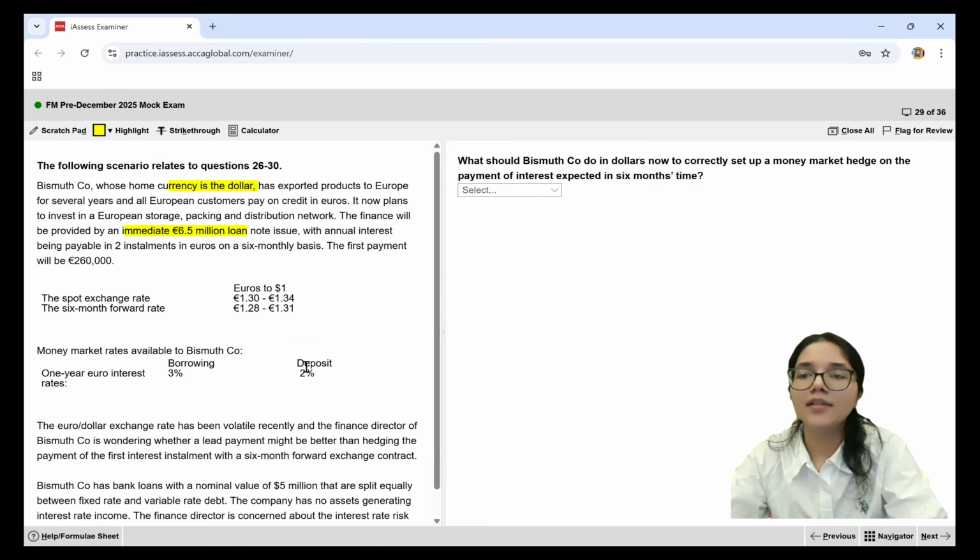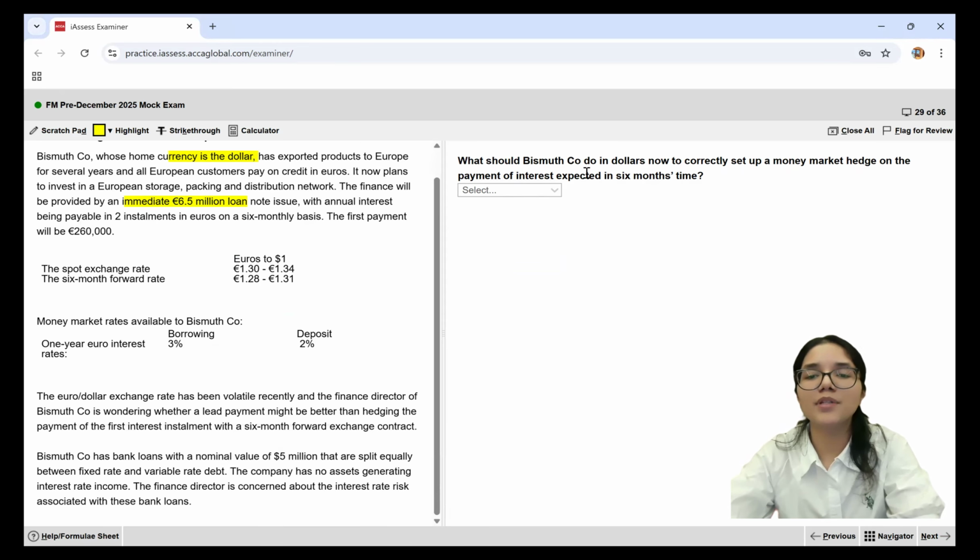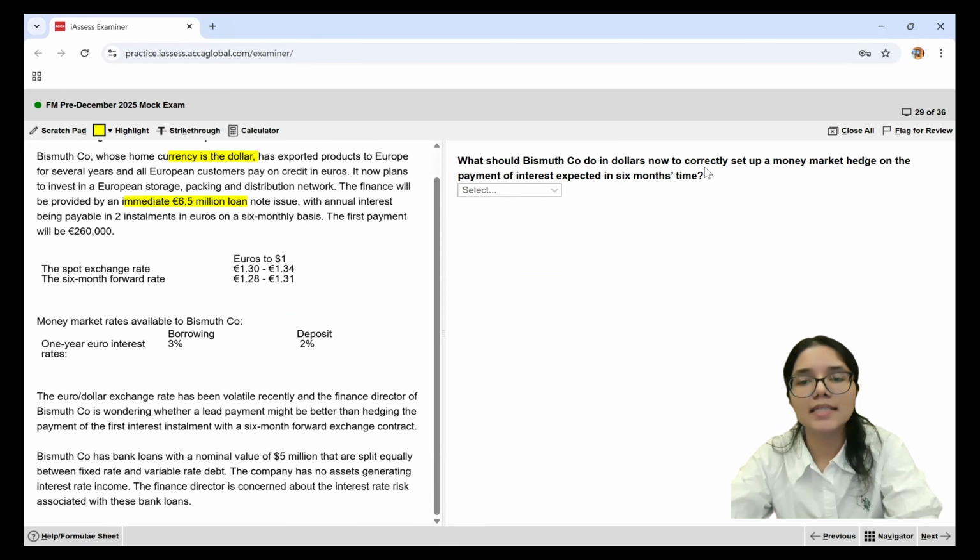Now, proceeding further to the second last question based on this case study: what should Bismuth company do in dollars now to correctly set up a money market hedge on the payment side of the expected interest in 6 months' time?